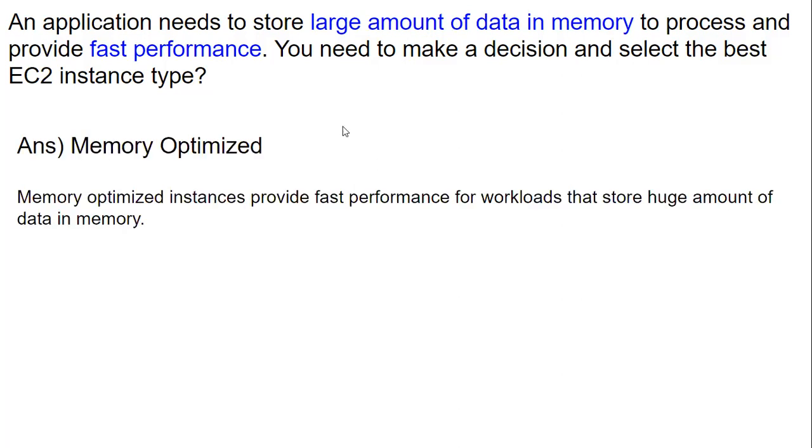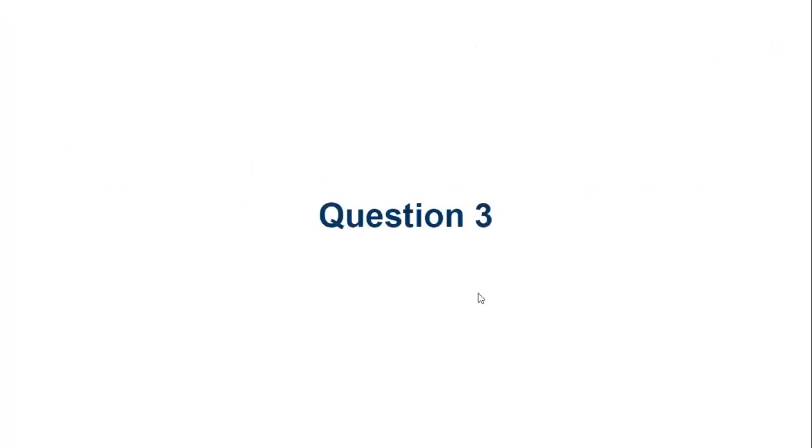EC2 instance type is memory optimized in AWS, and the memory optimized instances provide fast performance for workloads that store huge amount of data in memory. So for this question, you want to store large amount of data in your RAM, and the answer is memory optimized. Let's have a look at next question.